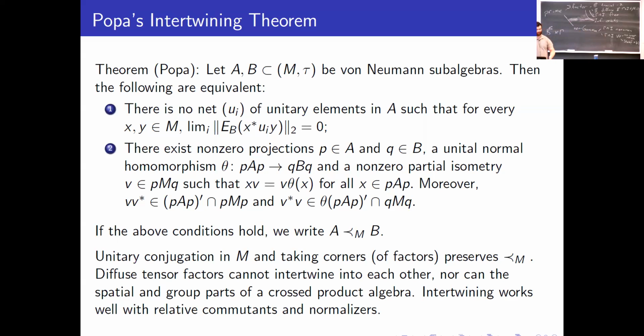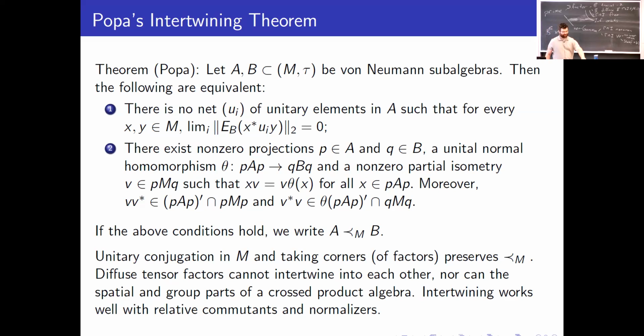Okay, so a couple of fun facts. At least if you have factors, unitary conjugation and taking corners preserves this intertwining relation. Intertwining is almost transitive, but not quite. You have to add a couple extra conditions or a couple extra details. But it is almost.